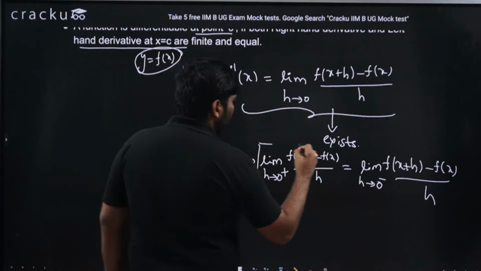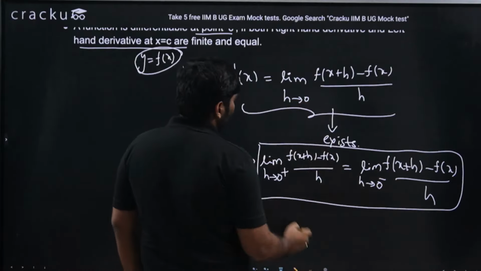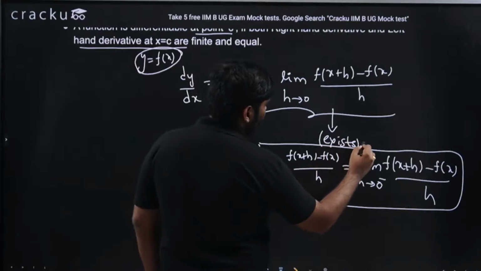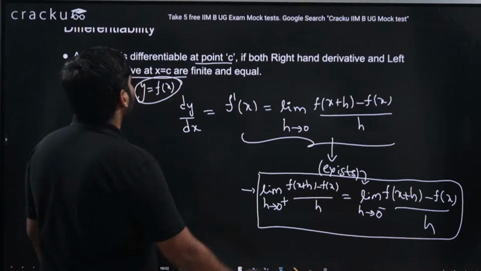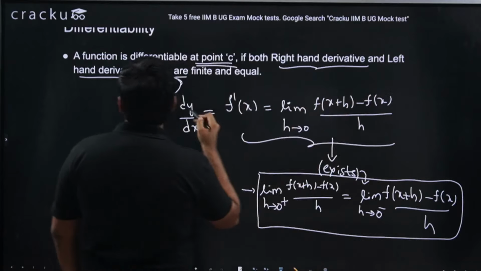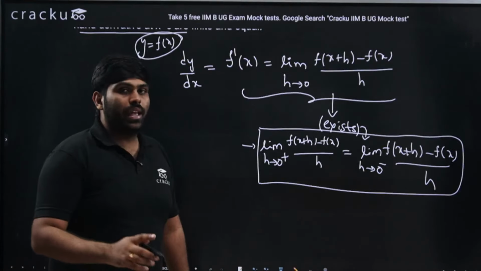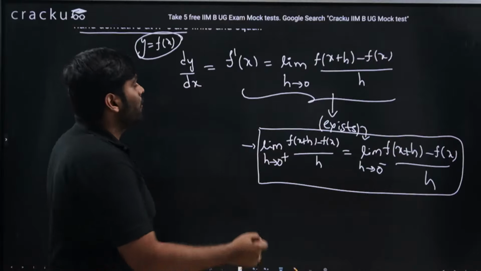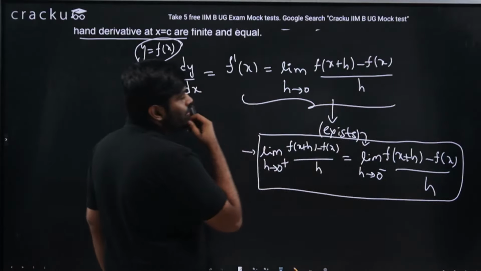But yesterday we did apply this particular thing, and I did not mention that it exists. So why did we say this? Basically, why are we saying that this is differentiable at c, that the right hand derivative and left hand derivative at x equal to c are finite and equal? Because there can be a question framed in a way that you apply the limit h tends to 0 directly and you give some value for f dash of x.